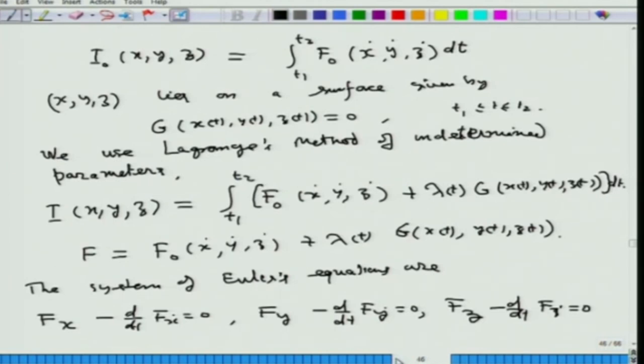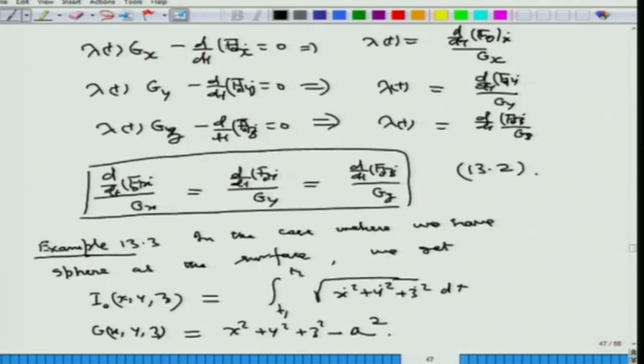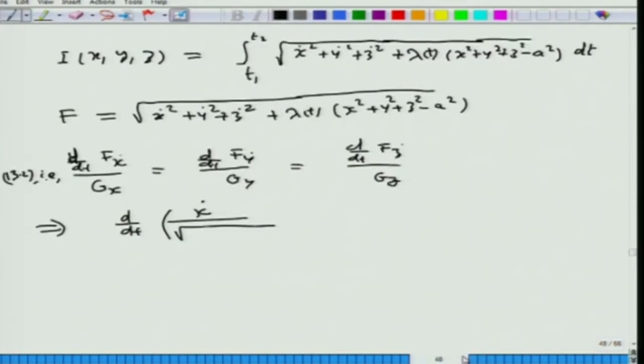Because only f 0 involves x dot, y dot, z dot here, we have d by dt of f 0 here. This equation will give us this f 0 dot here. So, f 0 here is square root x dot square plus y dot square plus z dot square.